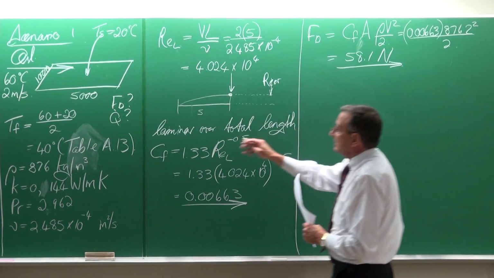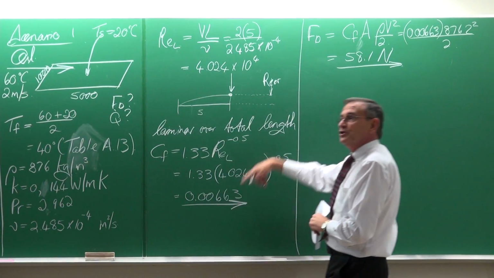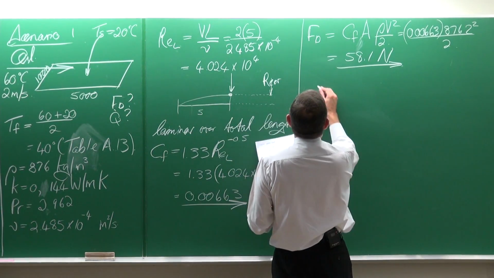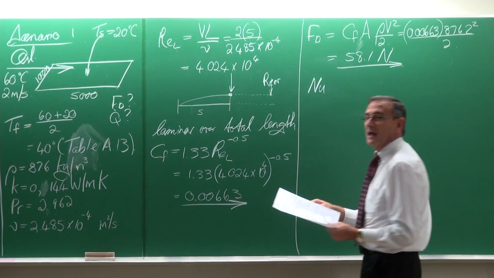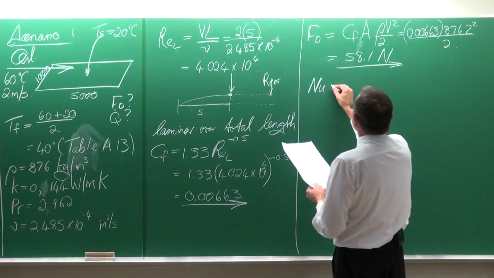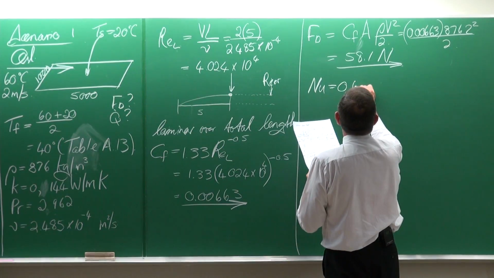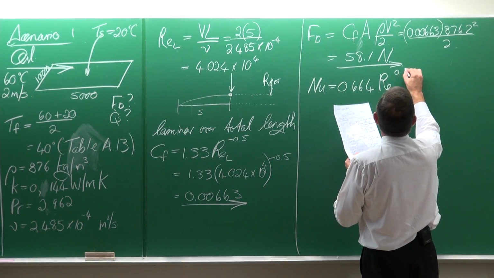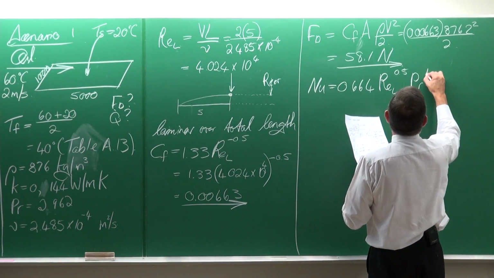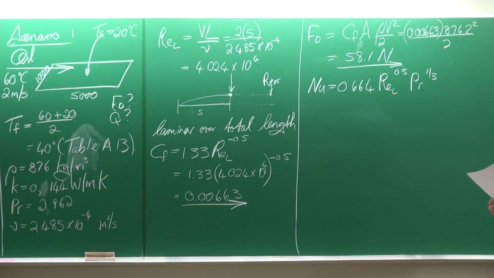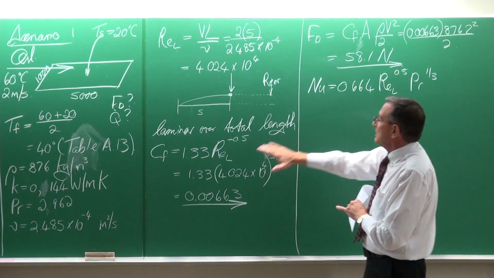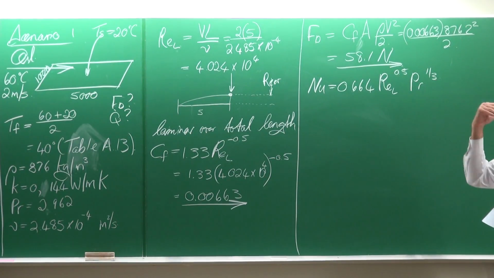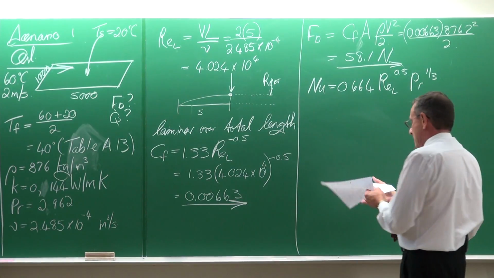Now the heat transfer rate. So that was the first part of the problem, to determine the drag force. The second part is to determine the heat transfer rate. To do that, we need to get the Nusselt number and the heat transfer coefficient. The Nusselt number for laminar flow only is 0.664 Reynolds L to the 0.5 multiplied by Prandtl to the third. With the friction factor, everything is a function of Reynolds only. With the heat transfer part, we also have the Prandtl number that also influences the Nusselt number.